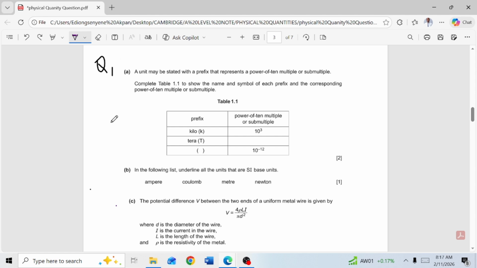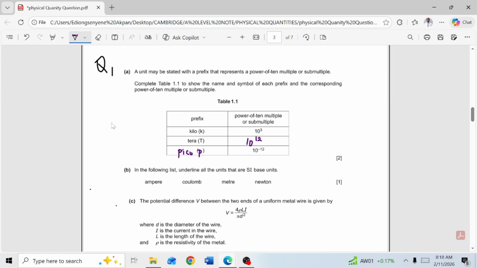Question number one. A unit may be stated with a prefix that represents a power of 10 multiple or submultiple. Complete table 1.1 to show the name and symbol of each prefix and the corresponding power of 10 multiple or submultiple. Kilo, 10 raised to the power of 3. Tera, this is 10 raised to the power of 12. That is pico, small letter p.